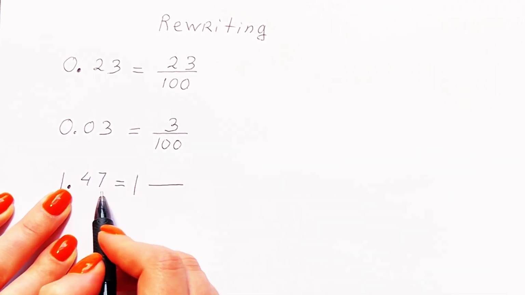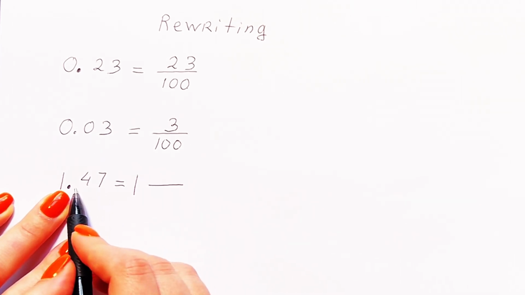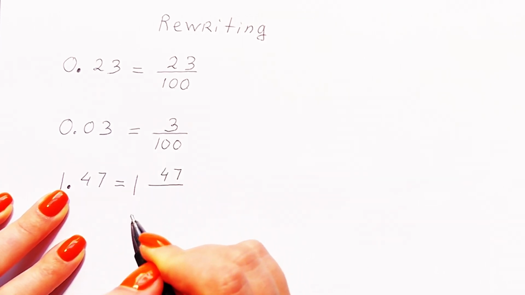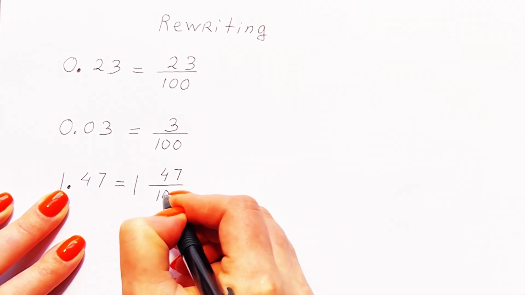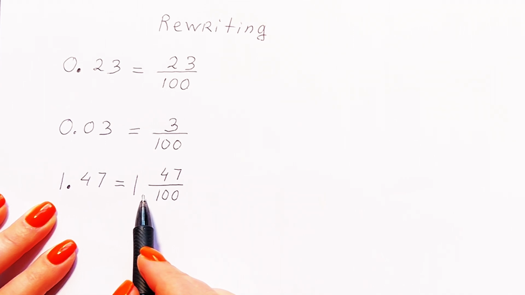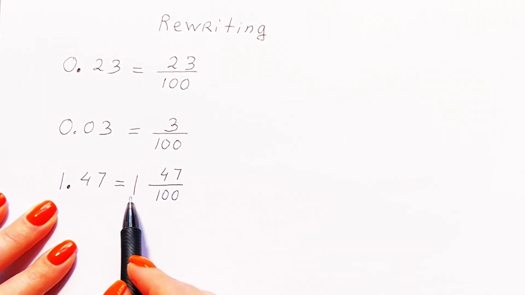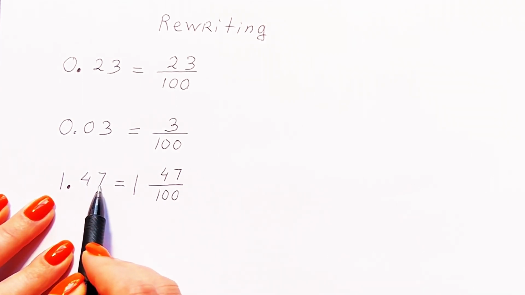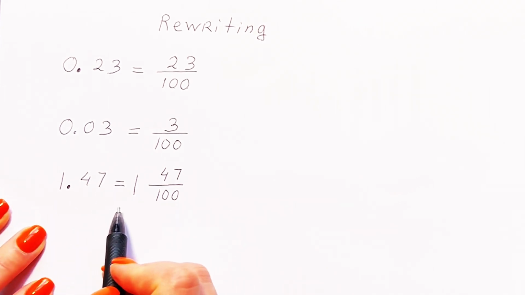And after the decimal point, it's the same way. 47 after the decimal point is going to go to the numerator. And how many numbers I have, that many zeros I'm going to have in the denominator. It means it will be 1 and 47 over 100, or 1 and 47 hundredths, because the last digit is in the hundredths place.